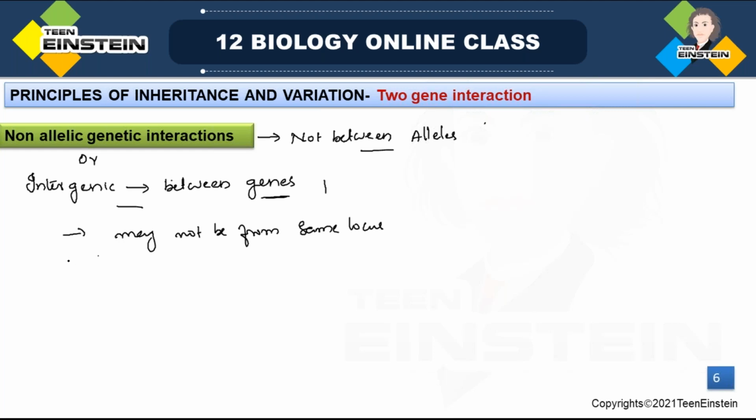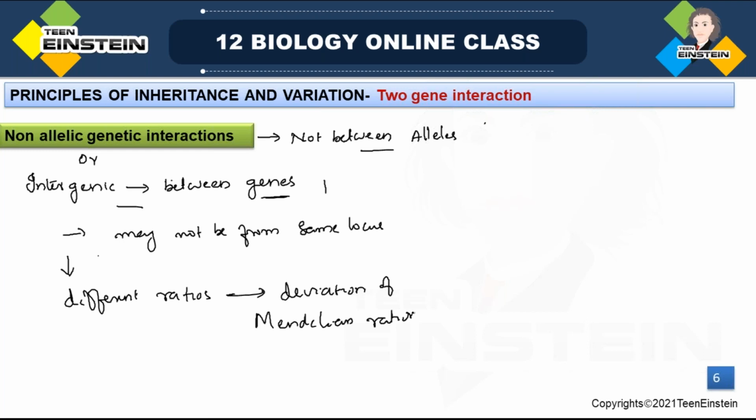So all these interactions may result in different ratios. This results in deviation of the Mendelian ratio, ratios that deviate from the normal Mendelian ratio. Some examples we can learn. All these are very important for the NEET exam. That's why I'm repeatedly saying, note down all these points. It's important for the NEET exam.